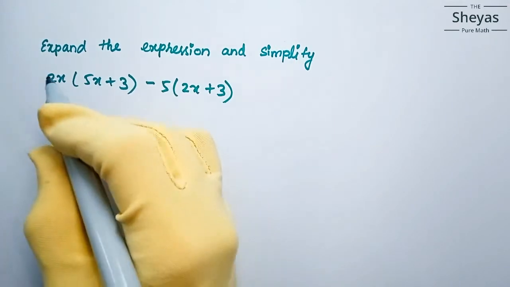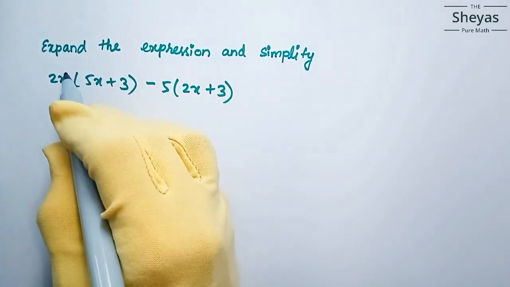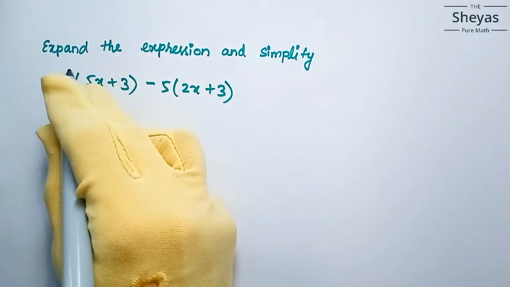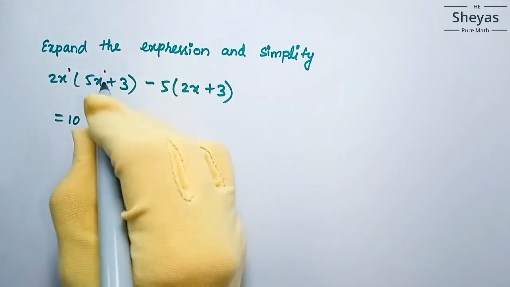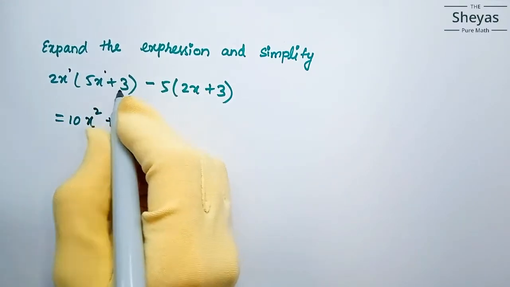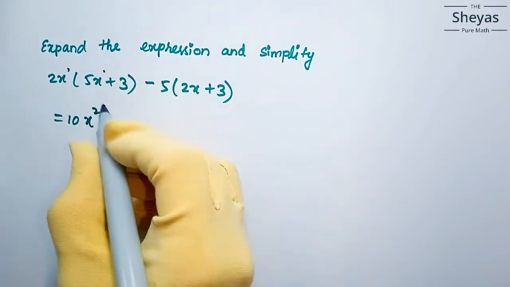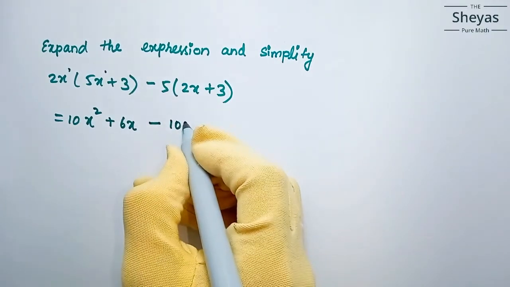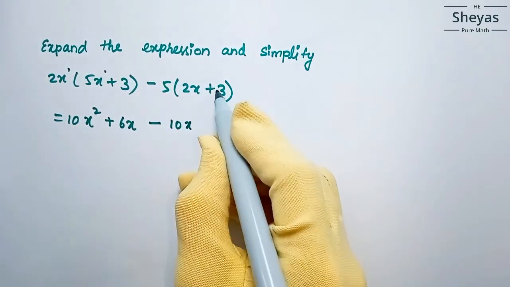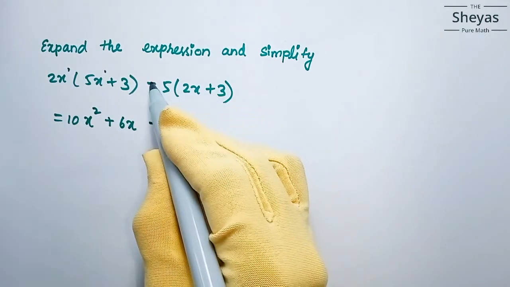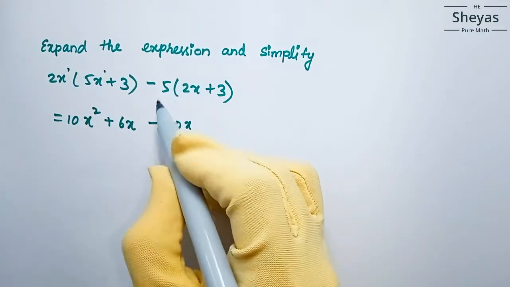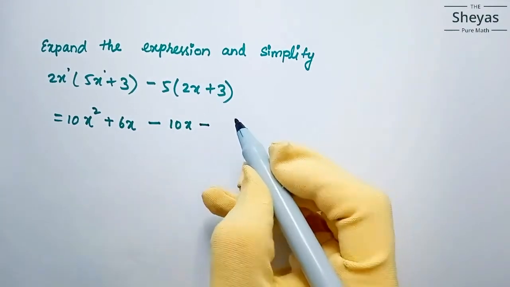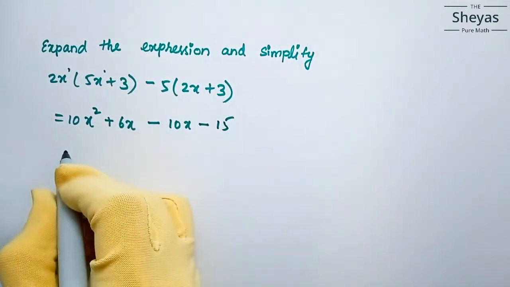2 into 5 is 10. x into x, so x power 1 and here also x power 1. So 1 plus 1, x squared. Plus 3, here you have only a constant. So 3 into 2 is 6x. Minus 5 into 2x is 10x. You have only one variable, so write that as such. Then here you have only a constant. Plus into minus is minus, then minus into plus, again minus. 5 threes are 15.